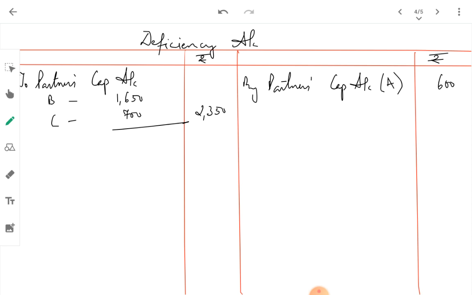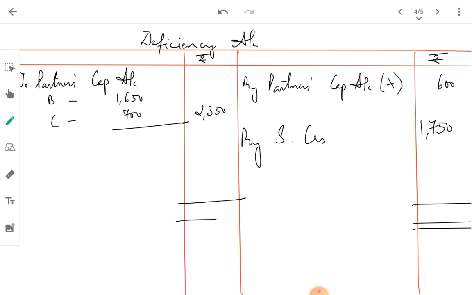Okay, so in your deficiency account, we also have sundry creditors. So by sundry creditors, rupees 1,750. Okay, so let's close this and see whether or not we are getting a total of rupees 2,350. Okay, now if both sides are tallying in your deficiency account, then in that situation, you'll know that your calculations have been correct.